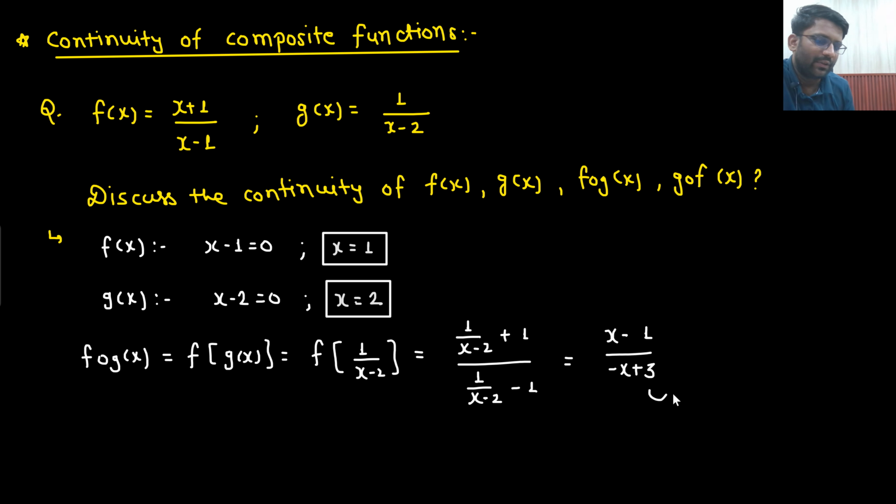Now from here you will say that, sir, it will be discontinuous at x equals 3 only. This will be your answer. But it is wrong. Why is that so? Because you have cancelled x minus 2 with x minus 2, no?